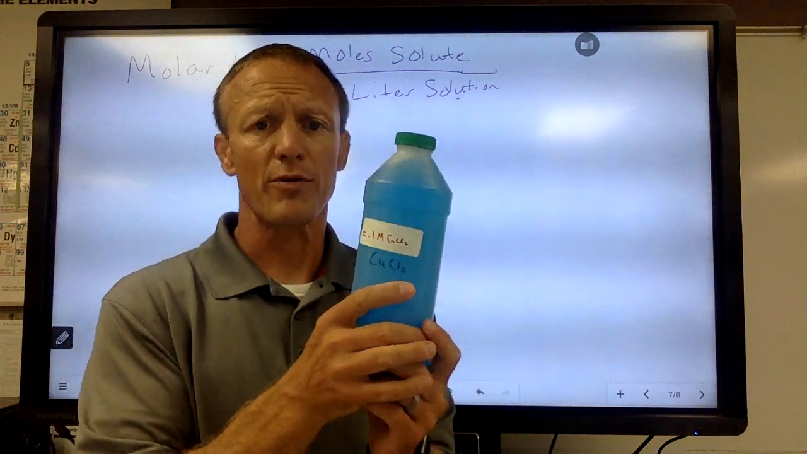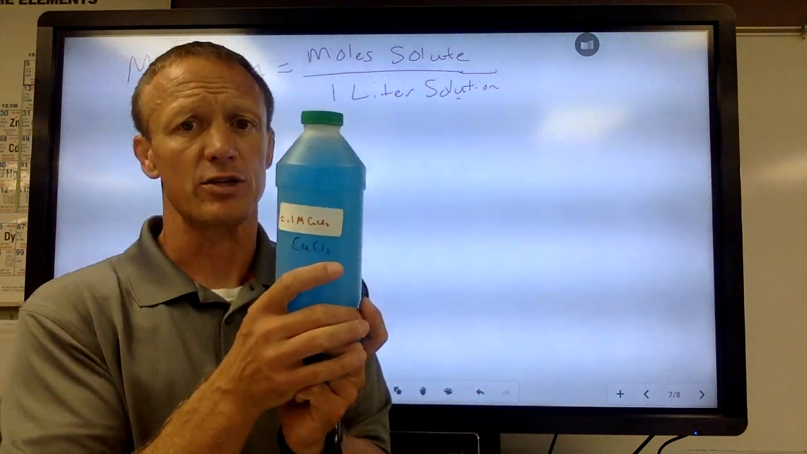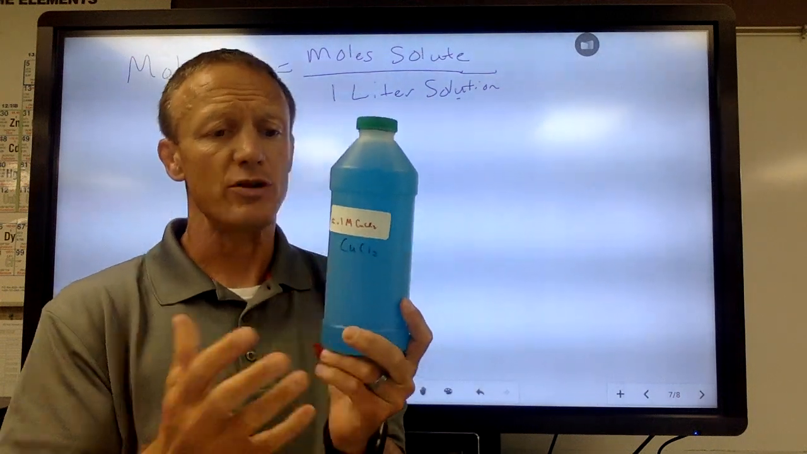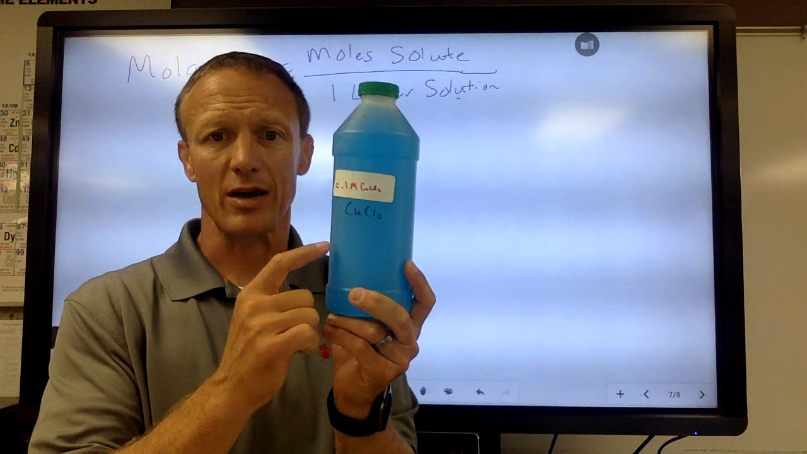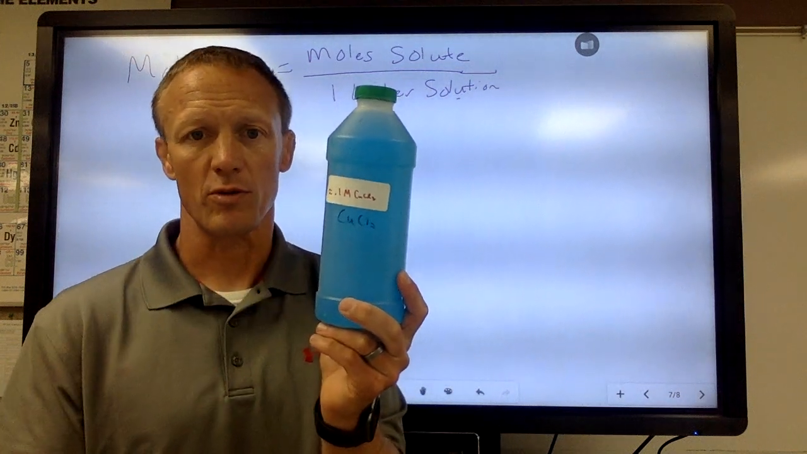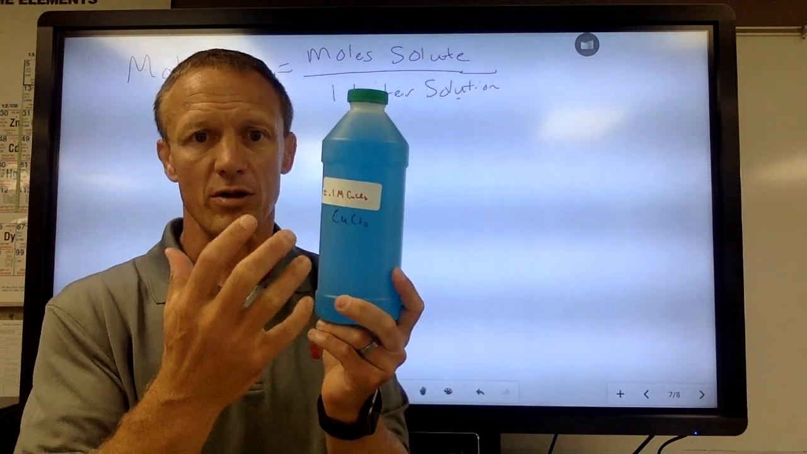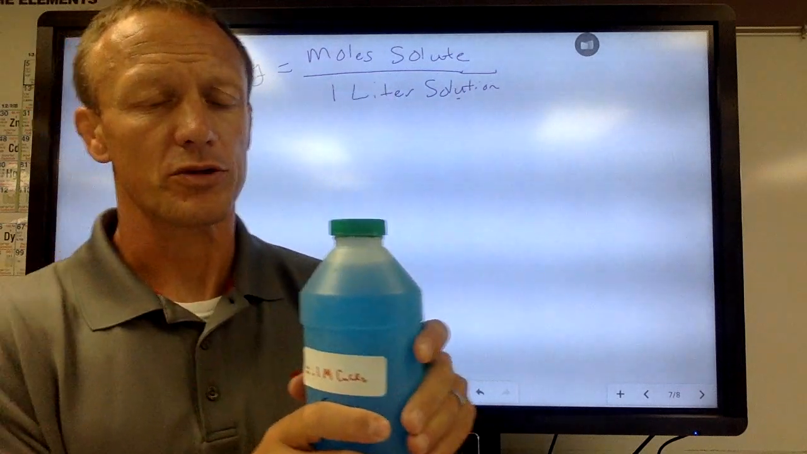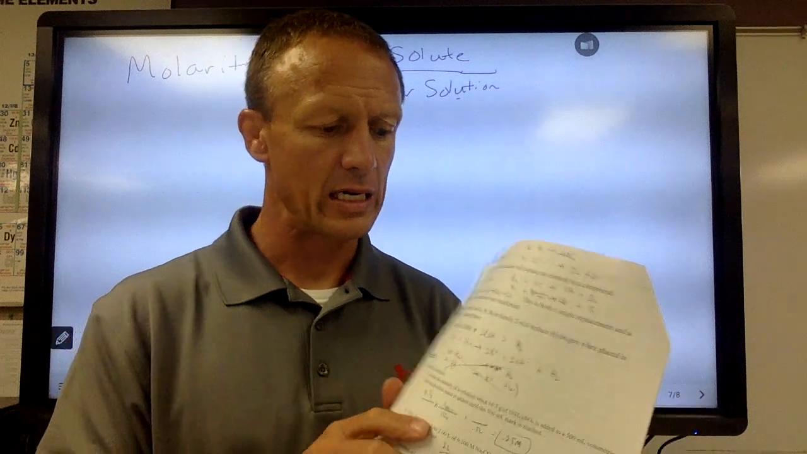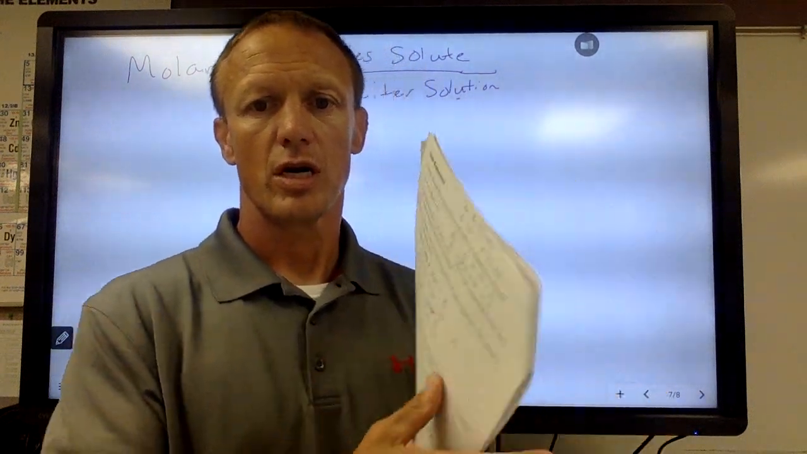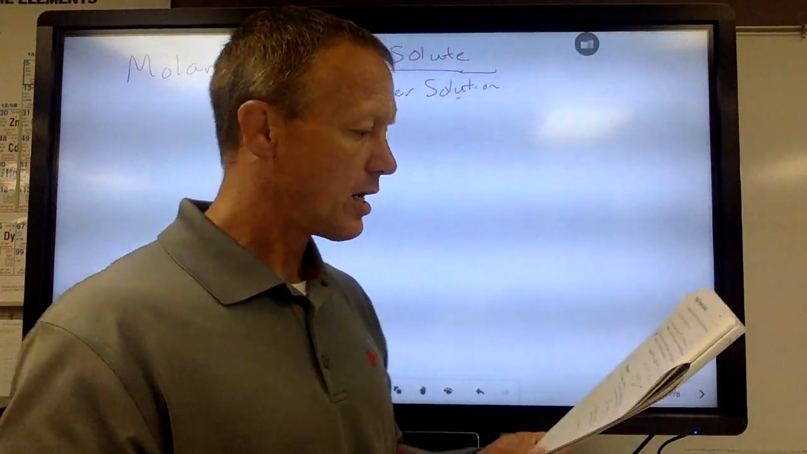If I was doing a reaction in aqueous solution, which a lot of reactions we do are, and I needed to use 0.05 moles, I could figure out how much of this I would need to get 0.05 moles of copper chloride. I need to figure out how many milliliters of solution I would need to get that many moles. This is going to be number 14 on your molarity notes.